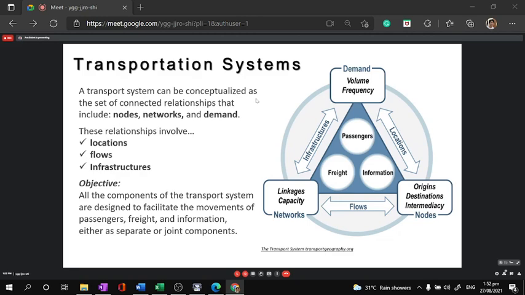For example, if you look at systems, systems has a connectivity between nodes and demand, and that's location. In terms of demand and networks, it's related to infrastructure. And in terms of networks and nodes, it's about flow. So the overall relationship is important so that we can facilitate the movements of our core items, passengers, commuters, freight, and information, either as a separate unit or a component of a given unit.